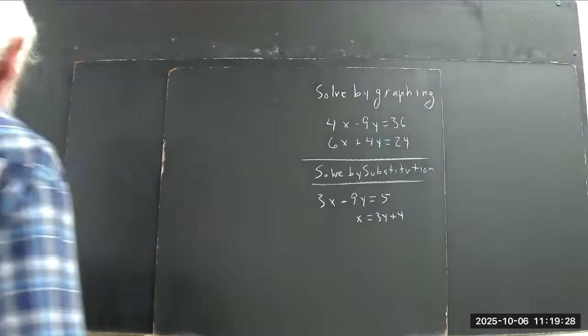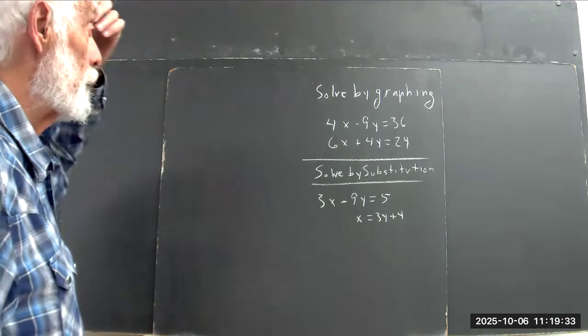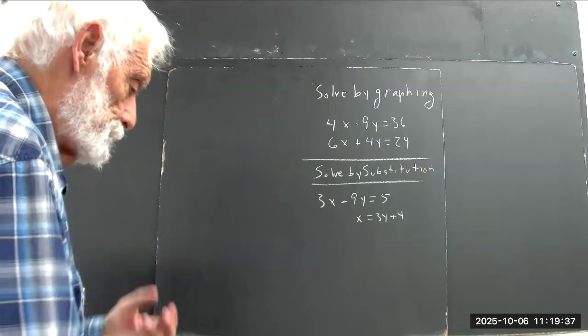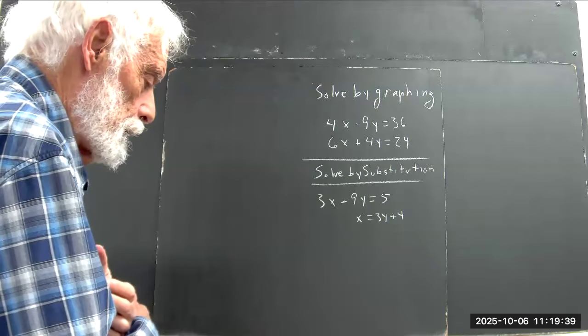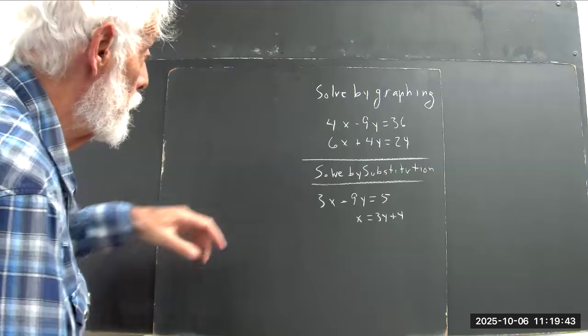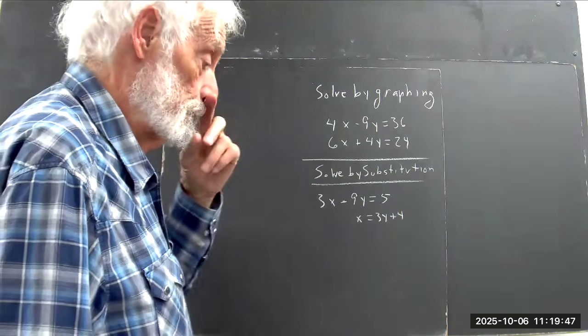All right, we have these two systems that we want to solve by graphing. Now, if you're graphing a linear equation, one of the easiest ways to do it is to find the intercepts.